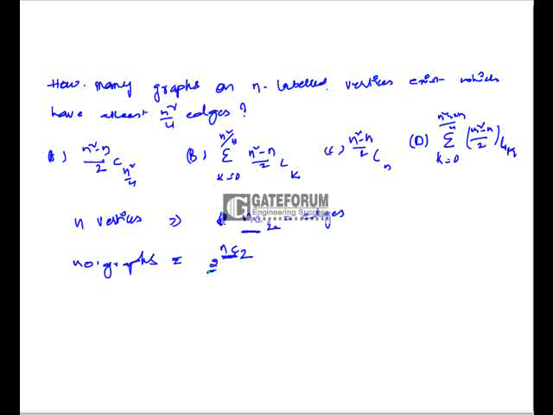And why this 2? Because for each edge there are two chances, either it can be chosen or it cannot be. So this is the number of graphs with n labeled vertices.